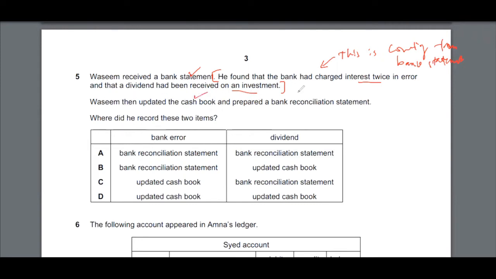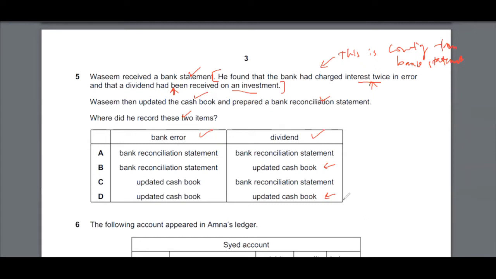Wasim then updated the cash book, right? So he updated the cash book and prepared a bank reconciliation statement. Where did he record these two items? These were the two items, interest and dividend, and this was all coming from the bank statement, right? So there are two: bank error for the interest, and then dividend. For dividend, he needs to update the cash book. He hasn't done the cash book update because the information was provided from the bank statement, right?